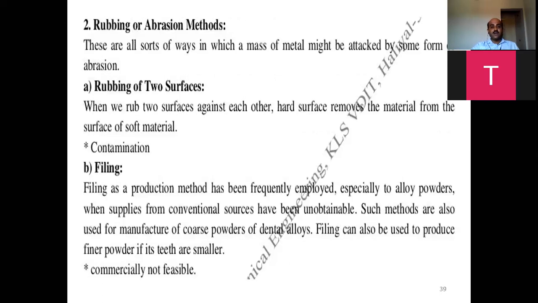The second one is rubbing or abrasion methods. These are all the sorts of ways in which a mass of metal might be attacked by some form of abrasion.